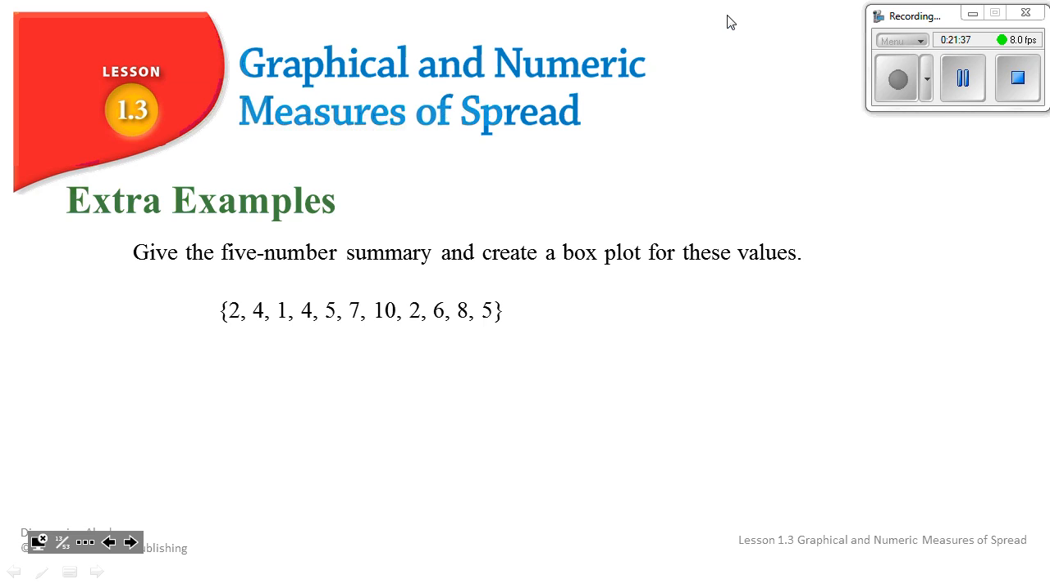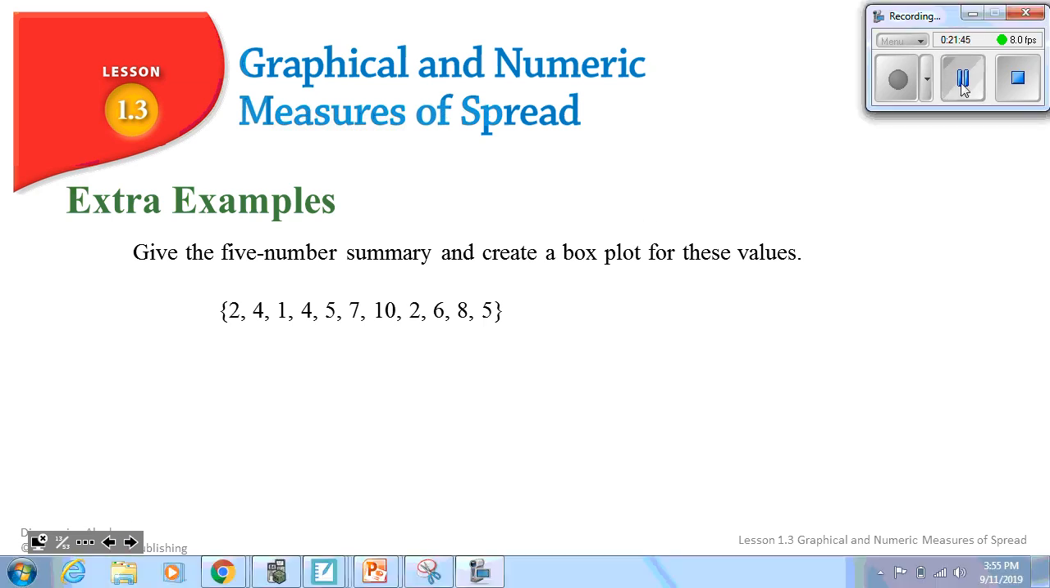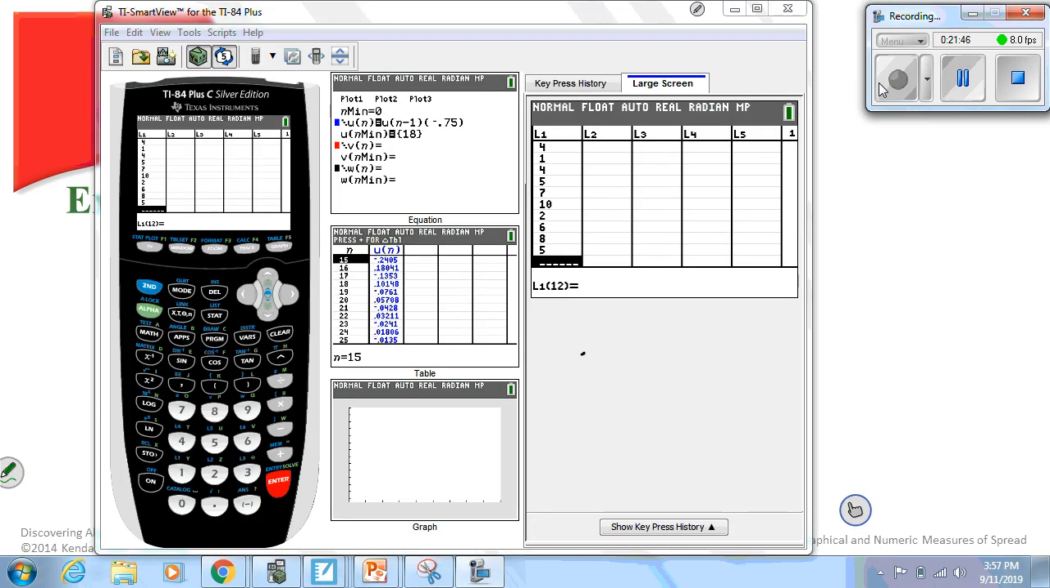Let's just do one of these then together. Give my 5-number summary and create a box plot. So I'm going to go to my calculator and I'm going to enter these in. Remember, you go to stat. So I went to stat and edit, and I went ahead and edited a list. So I'm putting all my values in list 1.